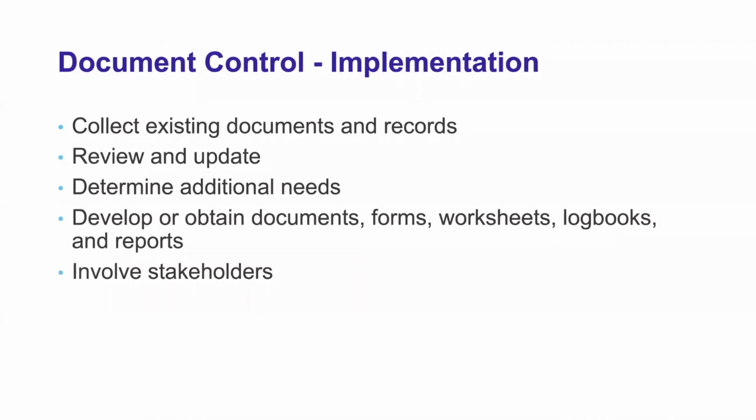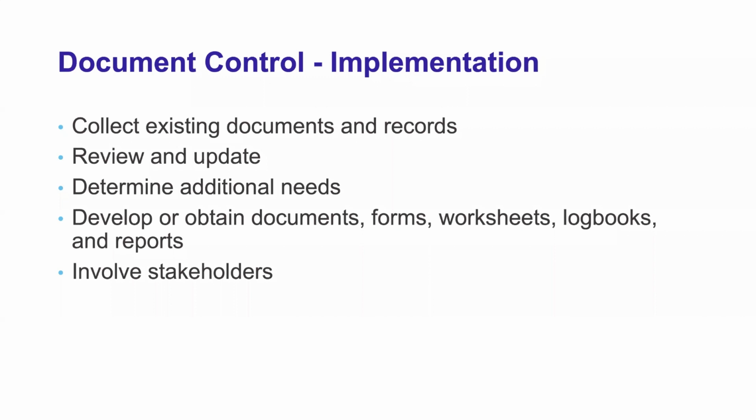All right, so implementation. Now you're ready to implement your document control system. What are the steps you need to take? First, you need to collect all the existing documents and records. Anything floating out in the laboratory, any random SOPs, any manuals, any package inserts, all those things need to be collected and cataloged, and you need to review all of them and figure out whether you need to update them or not. You'd be surprised, I think, once you go through this process, how many outdated things are out there floating around in the lab. So it's really important to go through this, catalog everything, and update them as needed. And then once you've done that, you can see what your additional needs are.